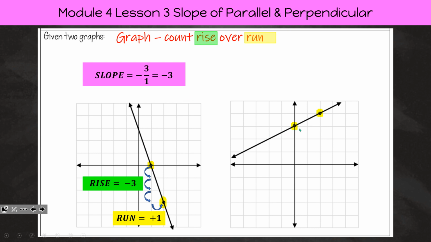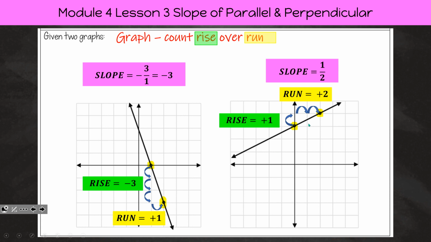Here, from this point to this point, I went up 1, so positive 1. And I went to the right 2, so that's a positive 2. So my slope here would be 1/2. Well, negative 3 and 1/2, they are not opposite reciprocals, and they are not the same, so that would be neither. All right, that is it for our notes.